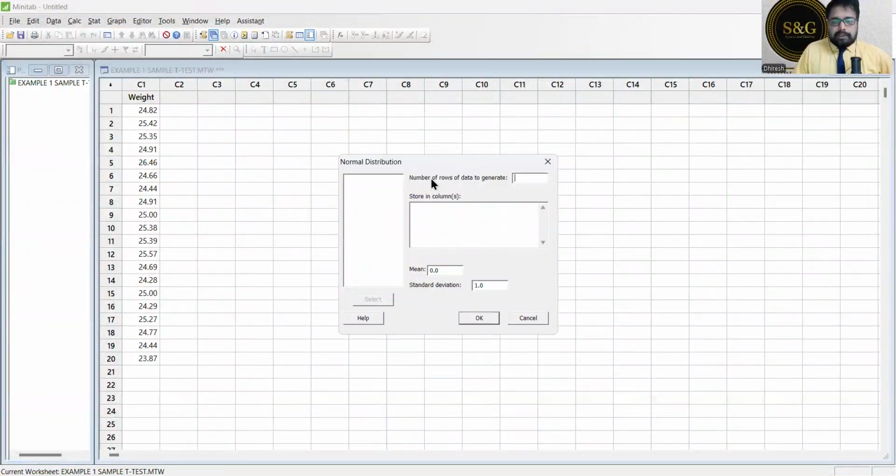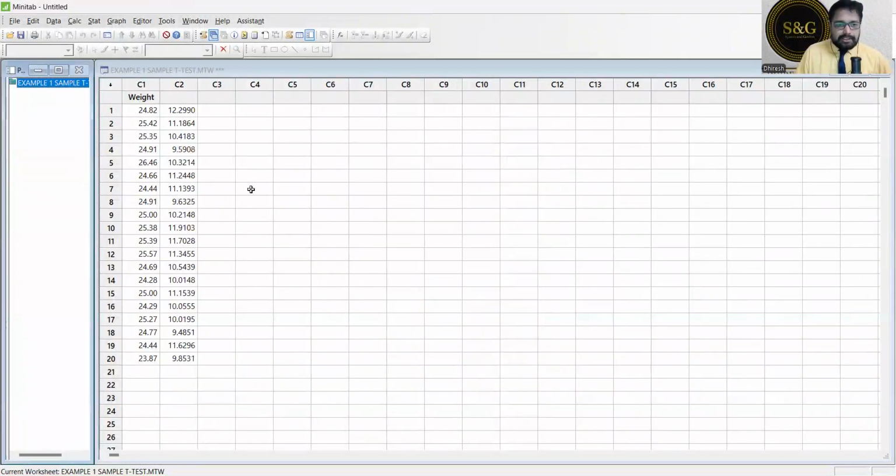Now, number of rows we will generate. Let's say we will generate 20 data points. Store in the column C2. The mean, I would take the mean as 10 and standard deviation as 1. Okay. So mean as 10, standard deviation as 1. I'll generate a data set. So this data set has been generated.